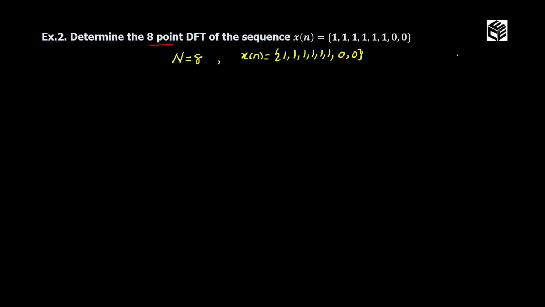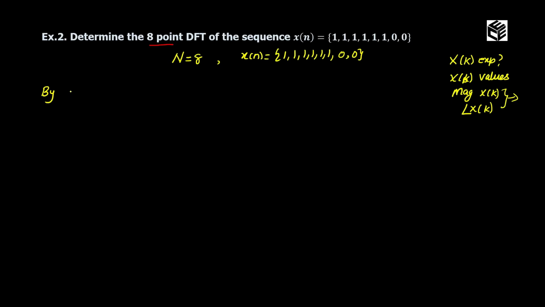So we have 4 steps. One is we need to find the expression for x of k. Second is what are the values of x of k. And the third step is we will be finding the magnitude of x of k. And the last step is we will be finding the phase of x of k. Finally, we will plot these two values. Now let's start the problem.